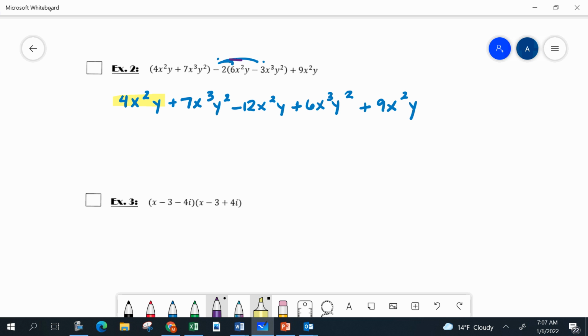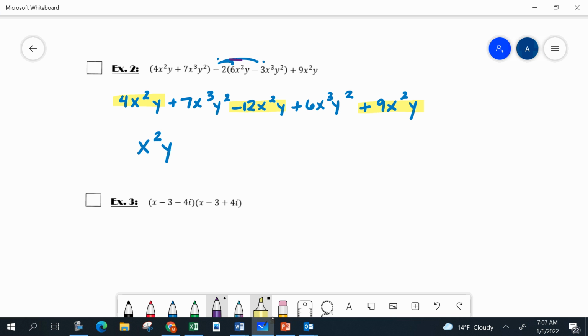So this 4x squared y would combine with this negative 12x squared y, which would combine with the 9x squared y. And when I combine those, 4 and negative 12 is negative 8, negative 8 plus 9, it's going to make 1x squared y.